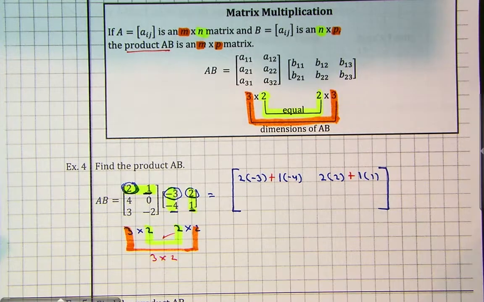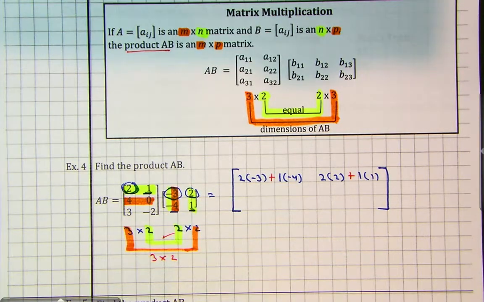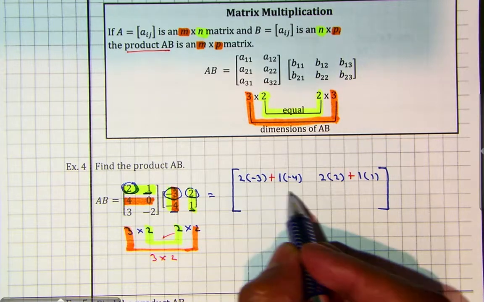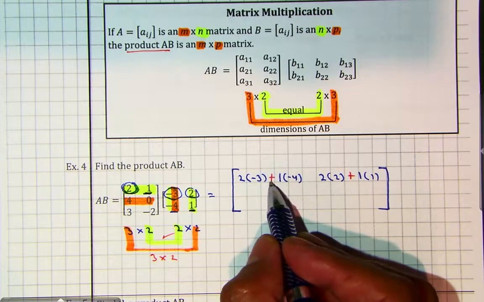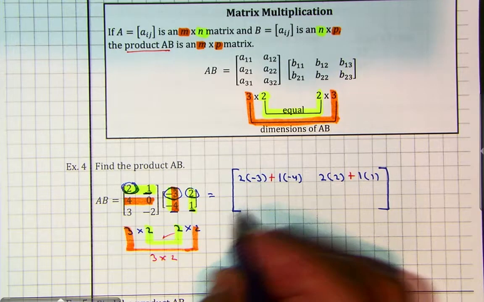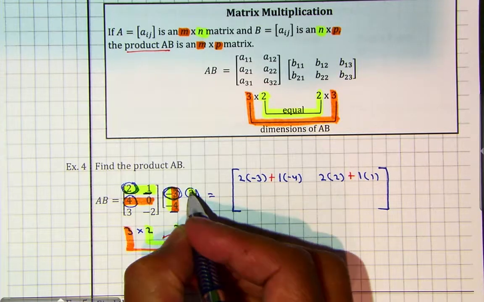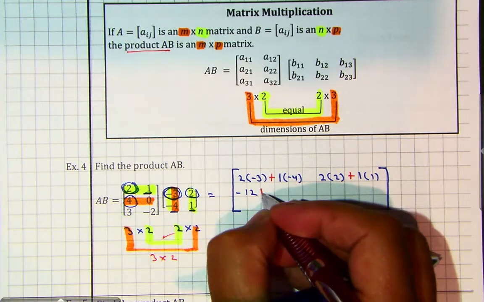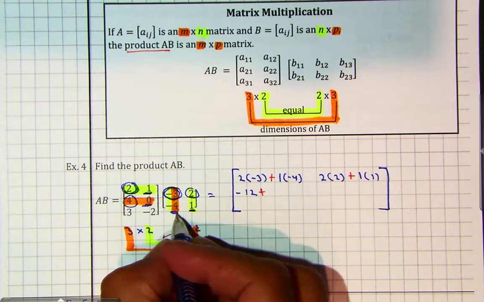And now we're going to continue with the second row with the first column. It's the second row in the first column, so it's going to go on the second row and on the first column. Now we don't write things this way, we can if you want, but I prefer to just skip one step. So I'll multiply 4, the first number by the first number. 4 times negative 3 is negative 12, plus second number by the second number. 0 times negative 4 is 0.